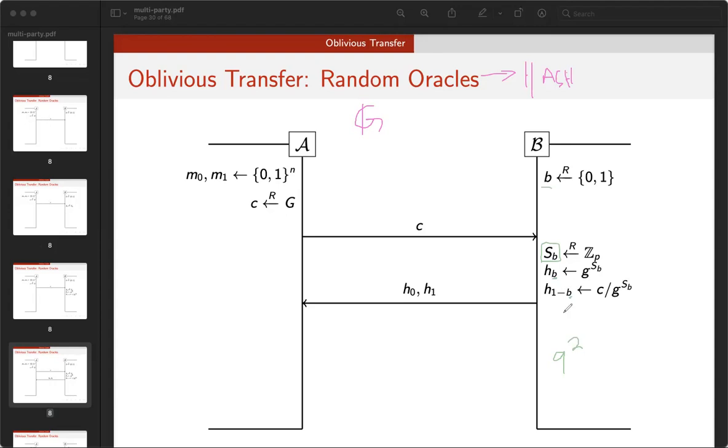And otherwise, that's HB. And then H1 minus B becomes C over 9 squared. So hopefully that helps a little bit.